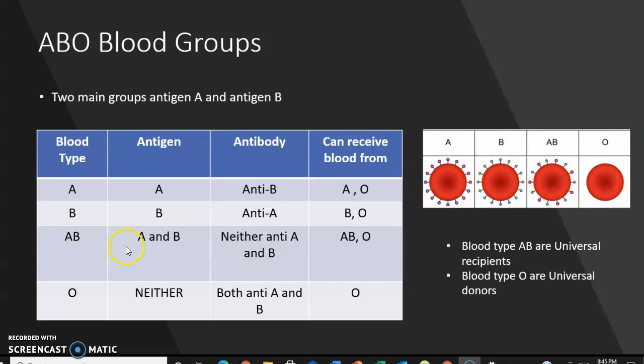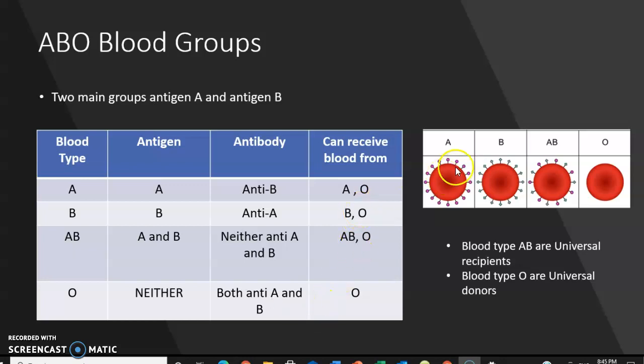However, when blood type A has antigen A and an absence of antigen B, it produces an antibody, which is anti-B, and the reverse happens with blood type B. So it's going to have an antibody anti-A, and AB is going to have neither, no anti-A or anti-B, and blood type O is going to have both of them, anti-A and anti-B.